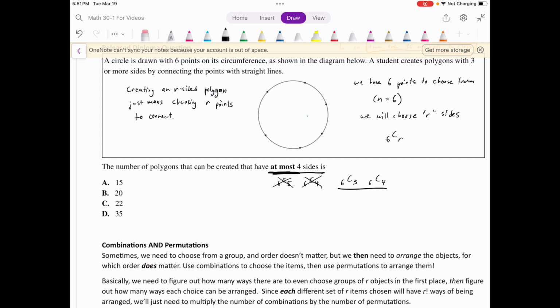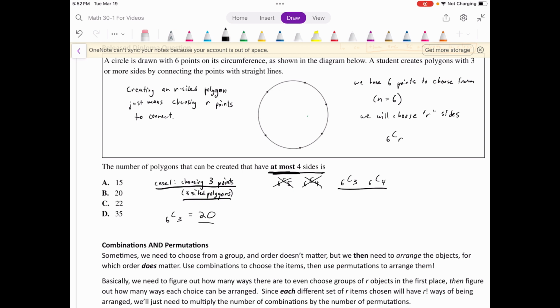So we can say case 1 is choosing 3 points to connect, right? That's making 3-sided polygons. We want to figure out how many different triangles can we make, essentially, right? So that's just going to be, well, like we said, 6 choose 3. 6 to choose from, and we are choosing 3 of them to connect in order to make a 3-sided polygon, a triangle. And 6 choose 3 is 20.